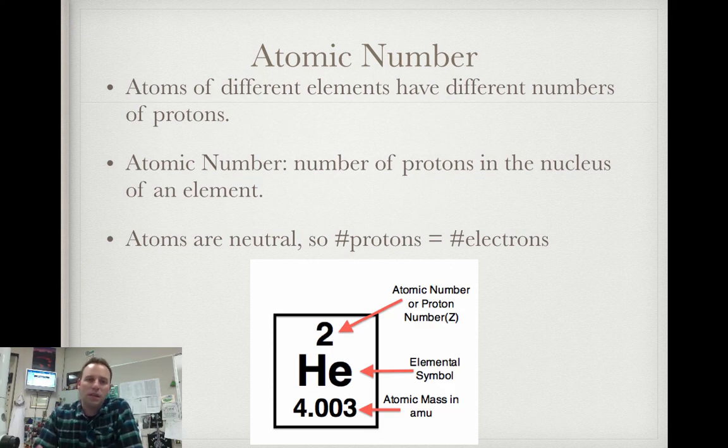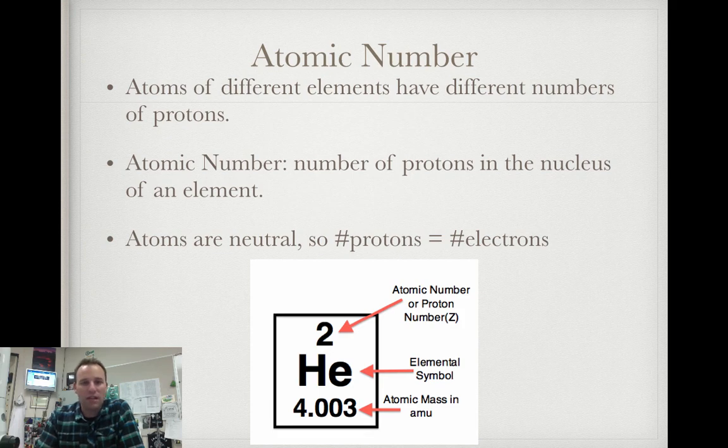The atomic number is basically the identifier for the element. It's the number of protons in the nucleus of the element, because remember, in the nucleus we have protons and neutrons, and around that we have the cloud of electrons. Since atoms are neutral and protons are positive and electrons are negative, those two numbers are going to be equal to each other. So the atomic number tells you the number of protons, and it also tells you the number of electrons.